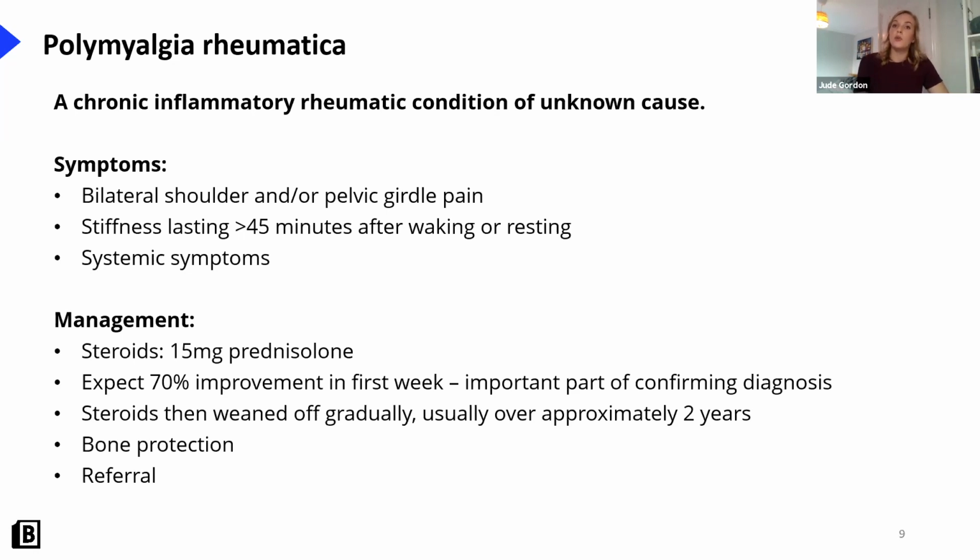Because of that, it's also important to think about bone protection. Do they need bisphosphonates? Do they need PPI cover? There are various other things to think about, as well as the steroids themselves. We've talked about the fact that for some people, they may require referral on to rheumatology. For patients who aren't responding to standard treatment, they can consider things like intramuscular steroids or DMARD treatment as well.